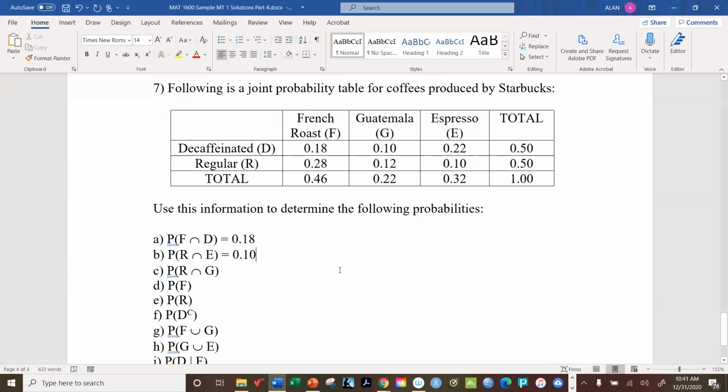RNG is regular Guatemala. Oh, hold on one second.